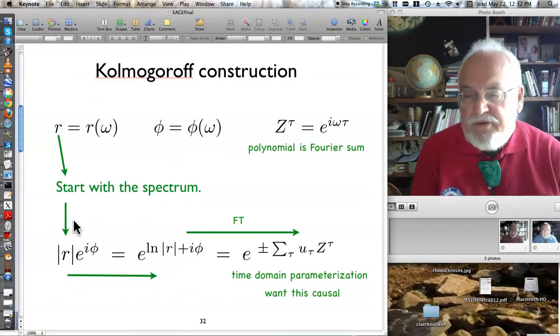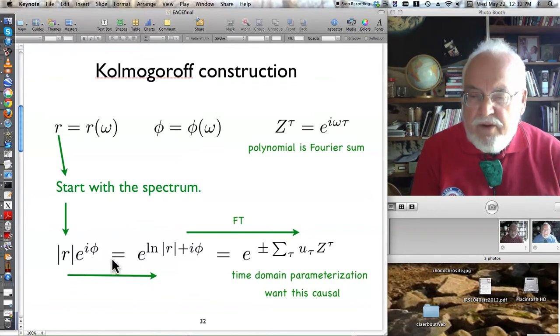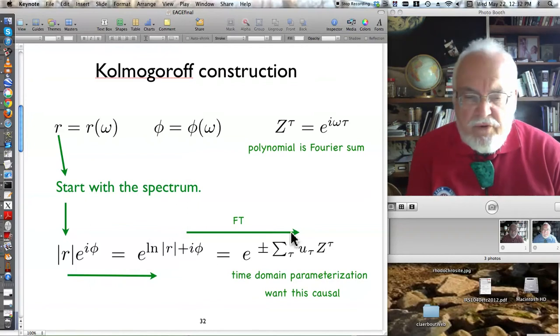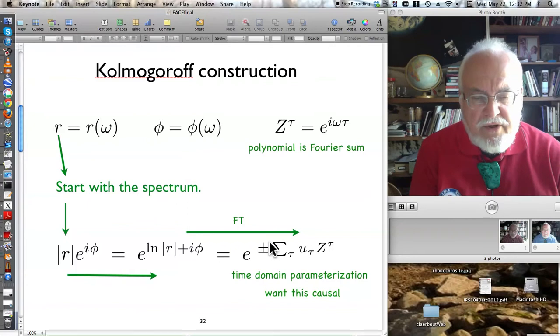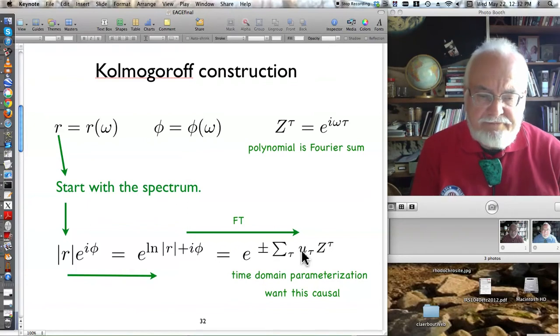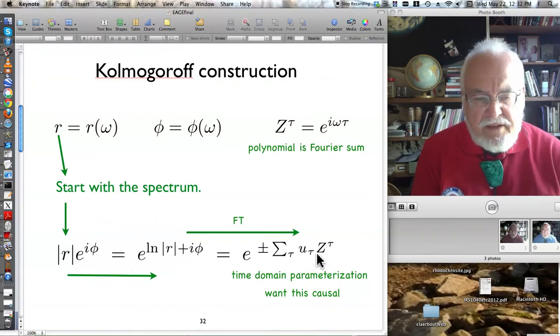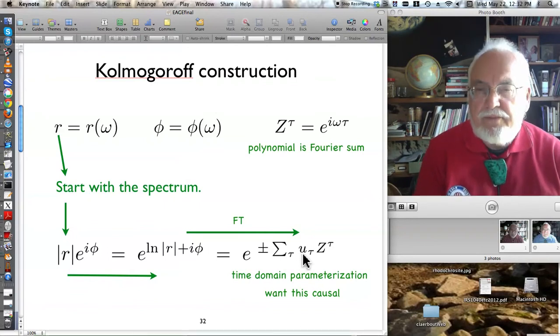So we start with a spectrum. We're looking for the phase spectrum. The first step is to replace R by e to the log R. That's basic mathematics. And then Fourier transform would bring us over to this picture over here. This is still a frequency function, but it's a time domain parameterization. These U's are in the time domain, and they parameterize this frequency function. And what we're really looking for is to use the Kolmogorov theorem, which says we want this time domain function here to be causal, vanish before t equals zero.